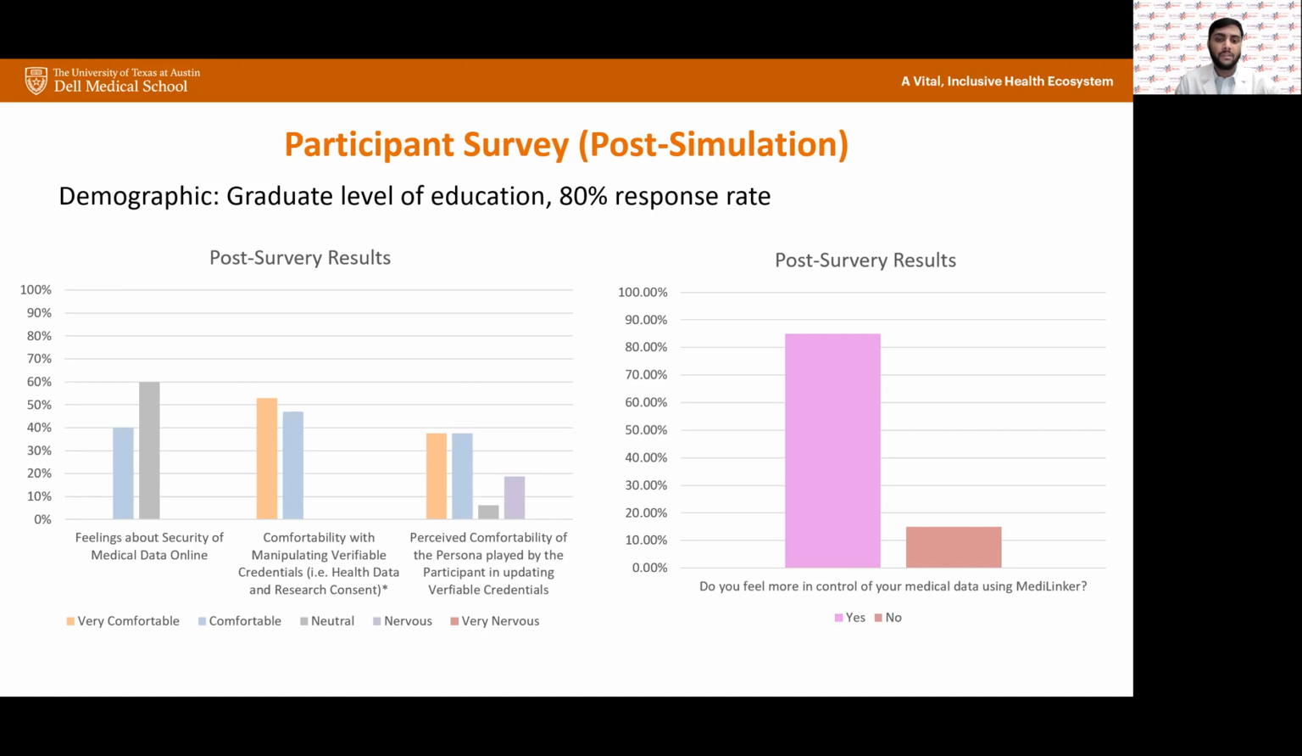When asked what the perceived comfortability of these tasks would be for the persona or the patient use case that the participants were enacting, about 5% thought that the patients would be able to complete the tasks or were neutral, while 20% thought that the patients would be nervous about completing these tasks. The remaining 75% thought that the patients would be comfortable or very comfortable with the process. Additionally, post-simulation, we found that 85% of participants stated that they felt more in control of their medical data using MediLinker, while the remaining 15% said that it did not improve their sense of control over their medical data.